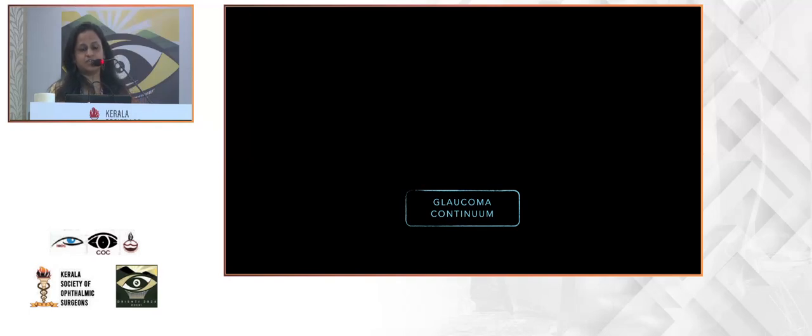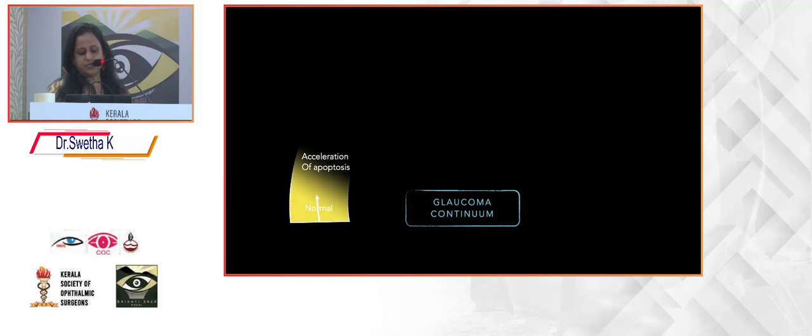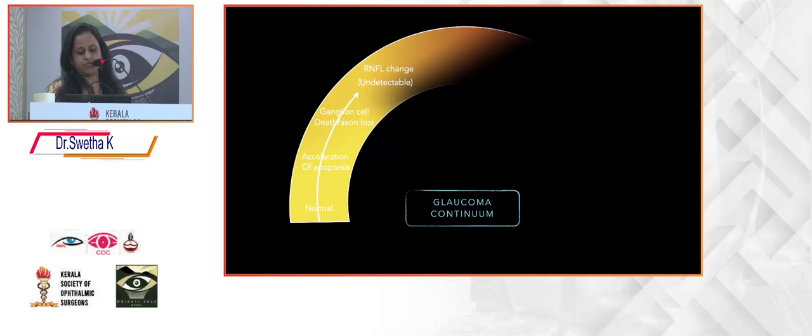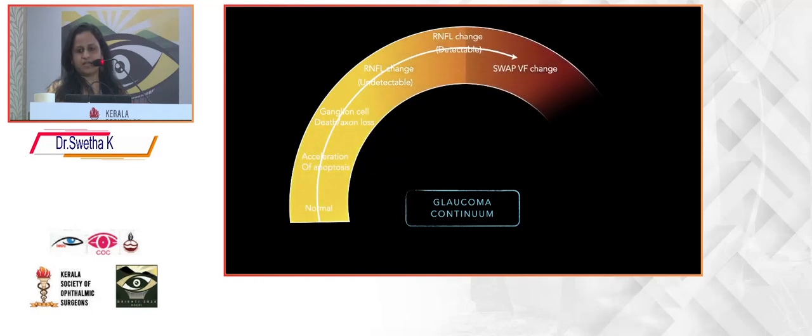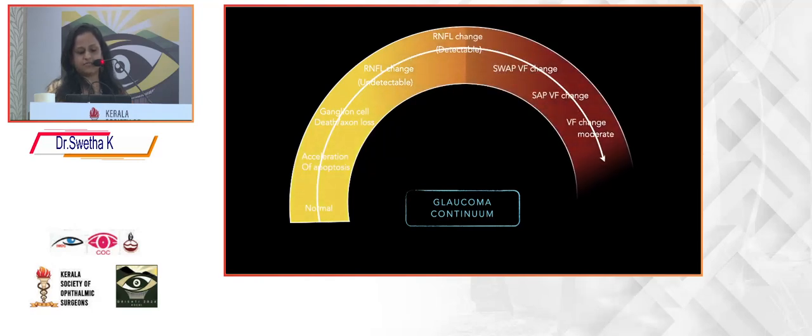Finding the progressive changes in the RNFL and the ganglion cells is always a primary challenge for those who are treating glaucoma patients. We know the glaucoma continuum, where you have the apoptosis, then the ganglion cell death and loss, and RNFL changes. Then comes the detectable RNFL changes. Then only comes the visual field changes, early, moderate, severe, and then blindness.